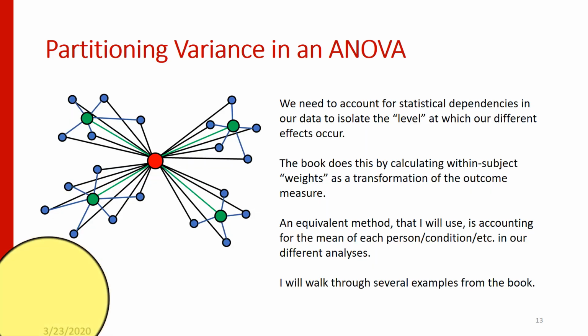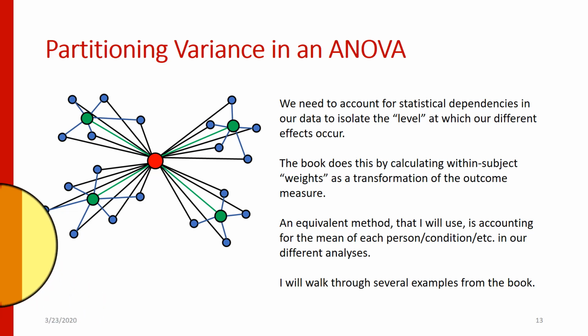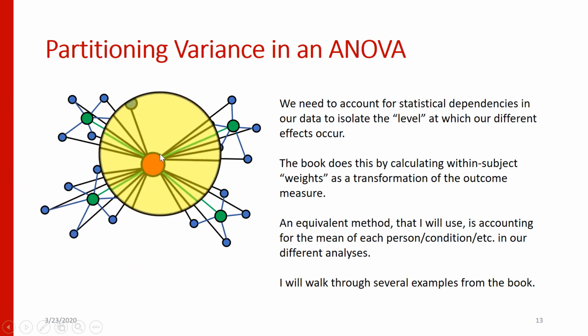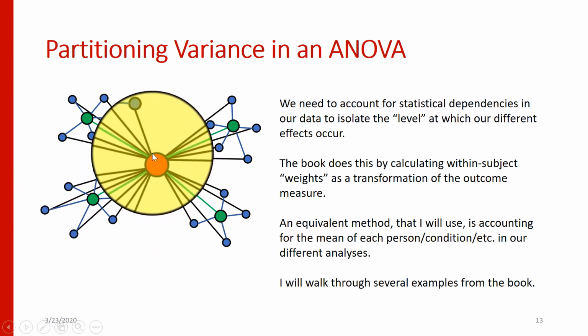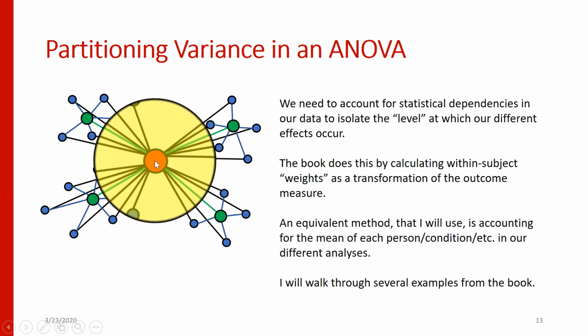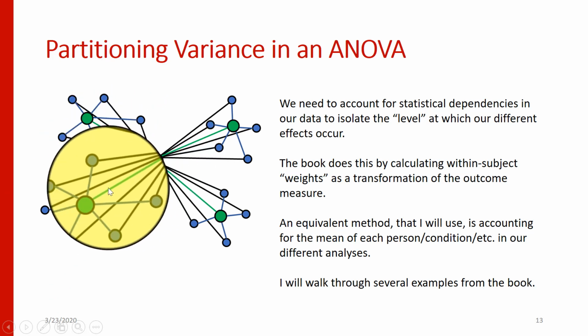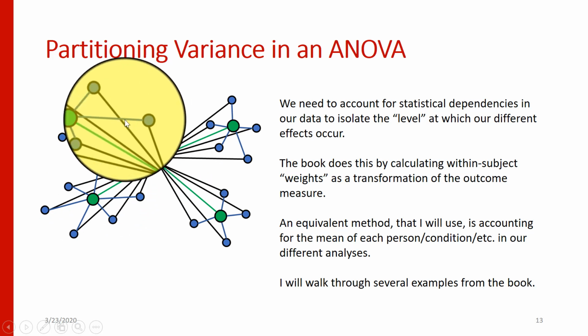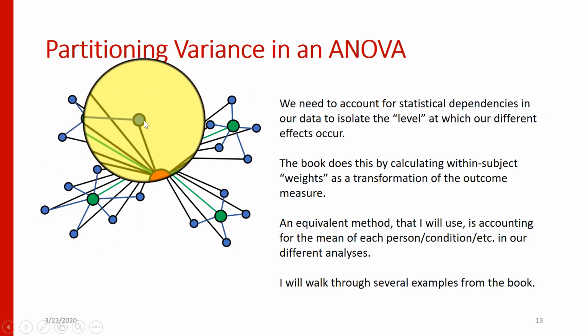So we need to be able to account for the statistical dependencies in our data in order to isolate the level at which our different effects occur. You can think about this with the graphic that we've shown here, with the red circle being the grand mean, or the overall mean. The green dots might be each subject's mean, and then the blue dots might be that subject's mean in each condition.